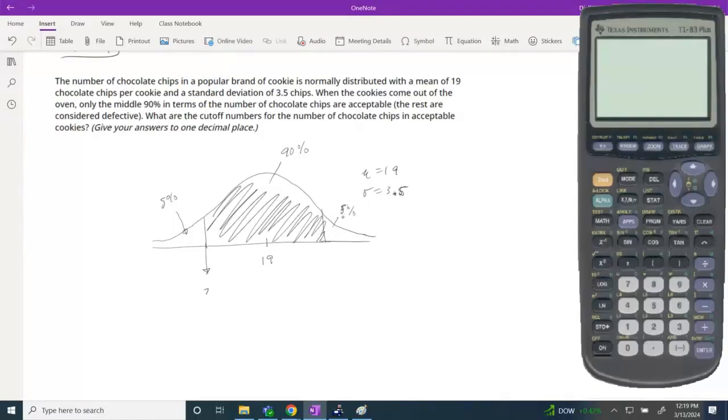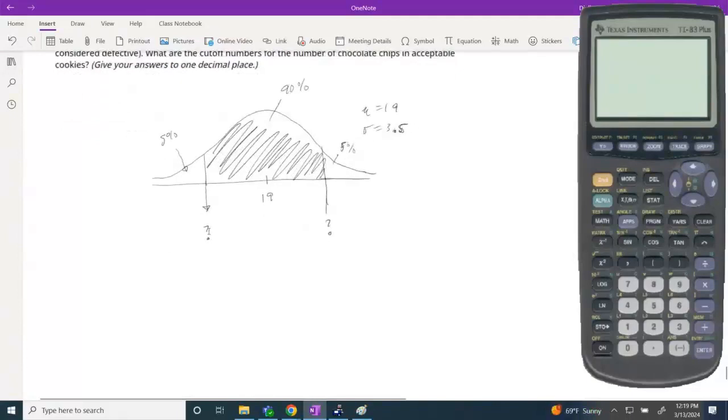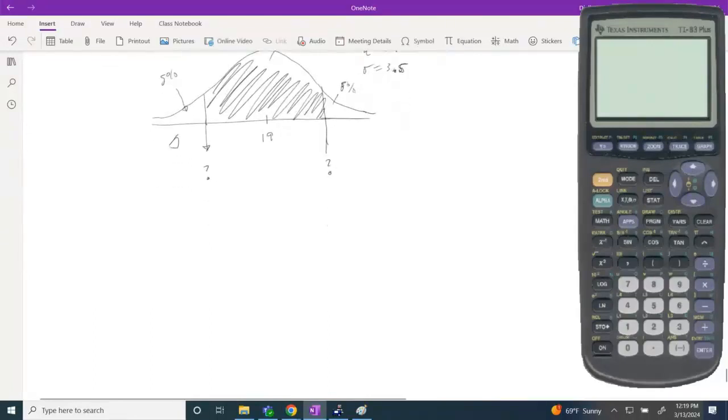I want to find this value and this value. And I'm going to do that using the inverse normal function. Now, this is how this is going to work. In order for me to find this value, I can use the inverse normal, and I want to find 5%, right? Because this will be 5% of the chocolate chips that are equal to or below. So to find this number, I'm going to use the inverse norm.